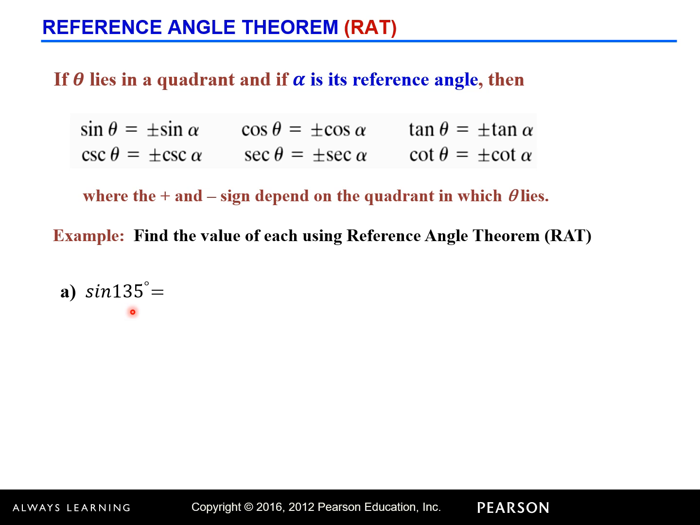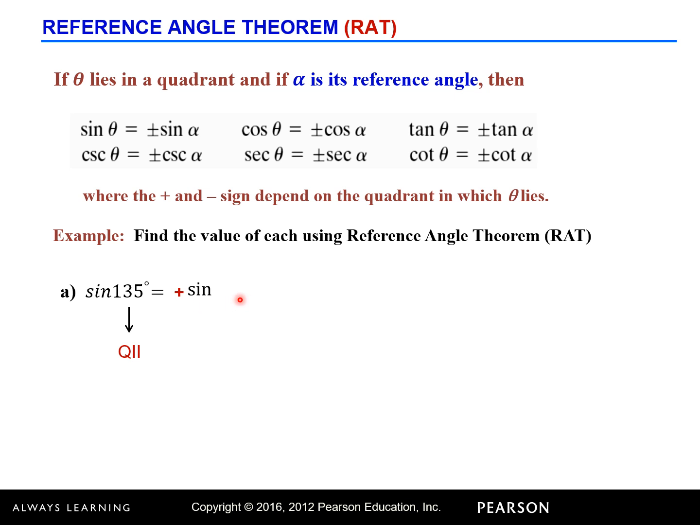So first, we need to know where 135 degrees is, and we know that 135 degrees is in quadrant 2. So the sign of sine in quadrant 2 is positive. So we have to choose the positive over the negative. So sine, same function, which is sine.